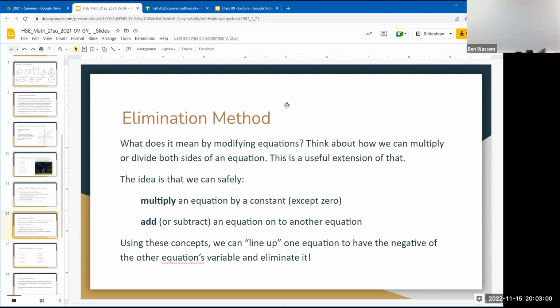So modifying the equations is the tricky bit, or one of the tricky bits, I guess I should say. So think about how you can multiply or divide both sides of an equation.